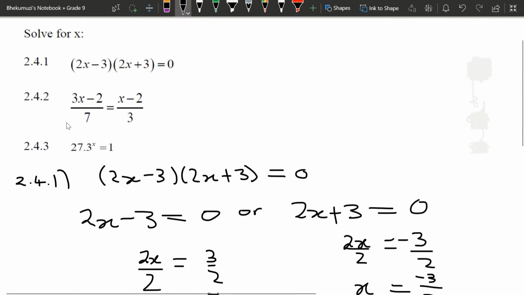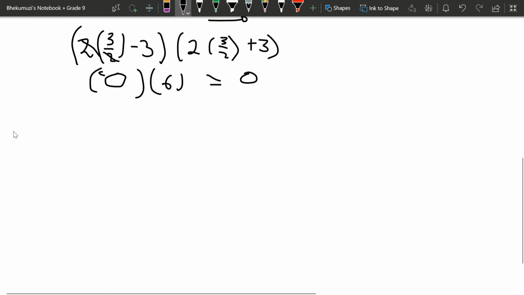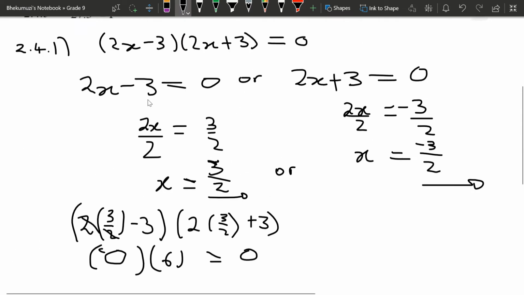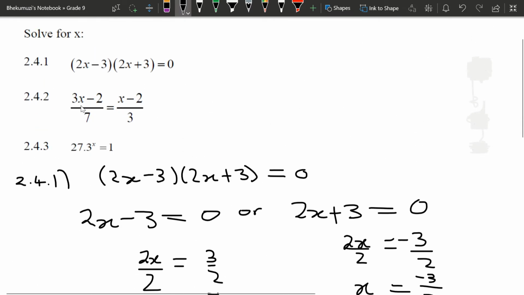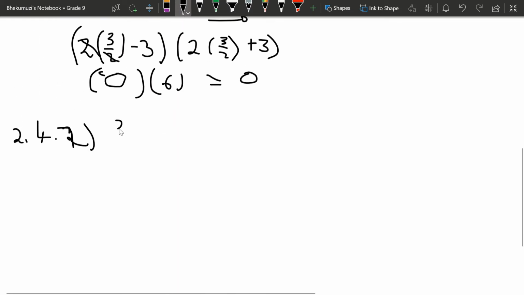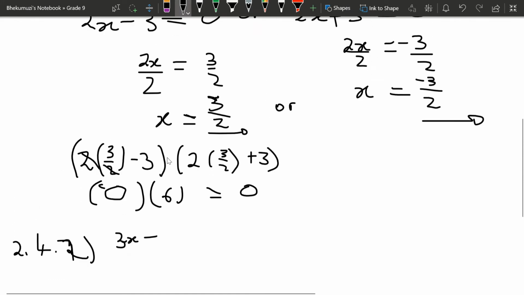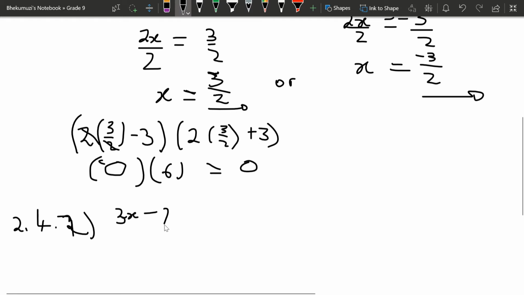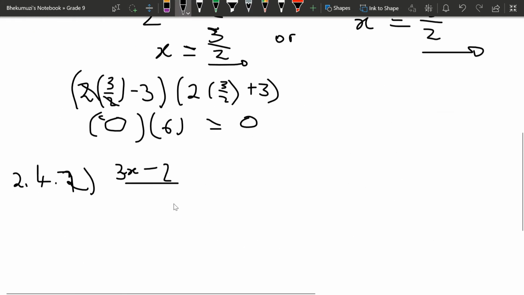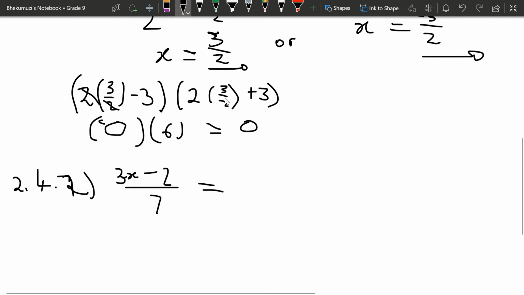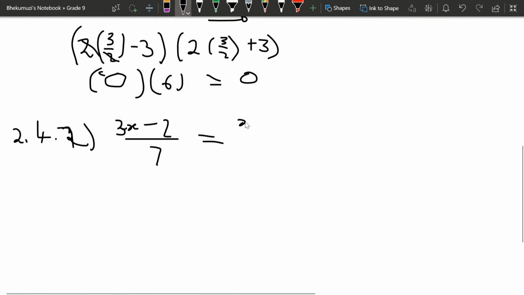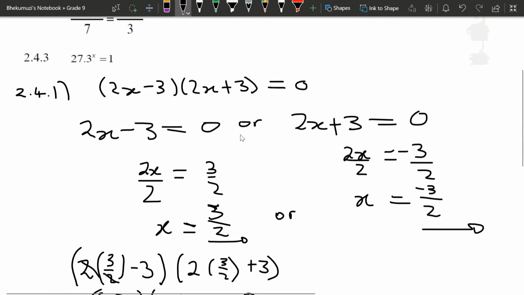And then let's look at 2.4.2. So 2.4.2 basically says (3x minus 2) over 7 is equal to (x minus 2) over 3, right? Sorry, it's 3x minus 2, all over 7, and that is equal to x minus 2, all divided by 3, right?